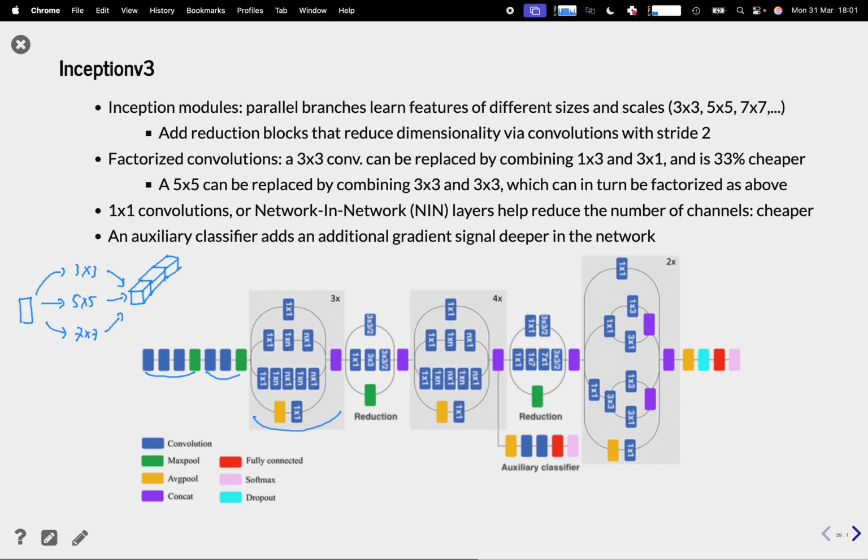So after you've done that, you end up with this very, very large hypertensor, right? So you want to then reduce this to, again, a smaller tensor. And you do that by doing convolution with striding. So the reduction blocks, they combine striding, 3 by 3 stride 2. This is a convolution and then a convolution with striding. And this is just a max pooling that you add on top of this.